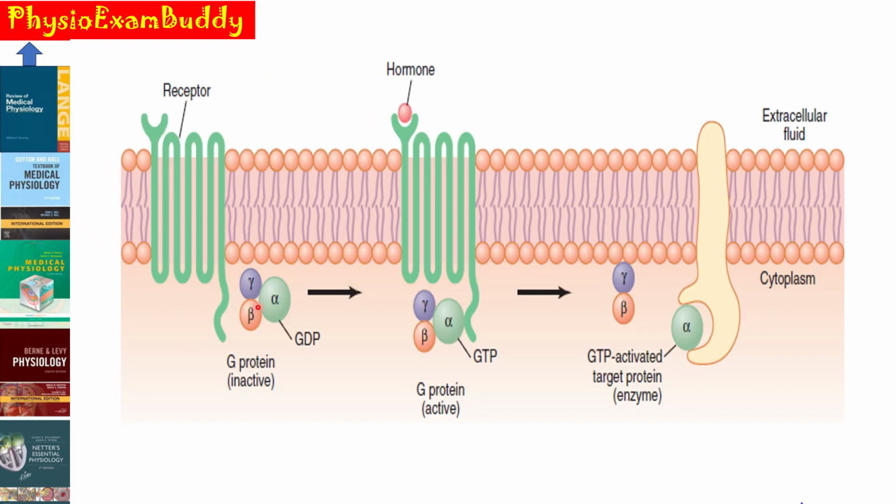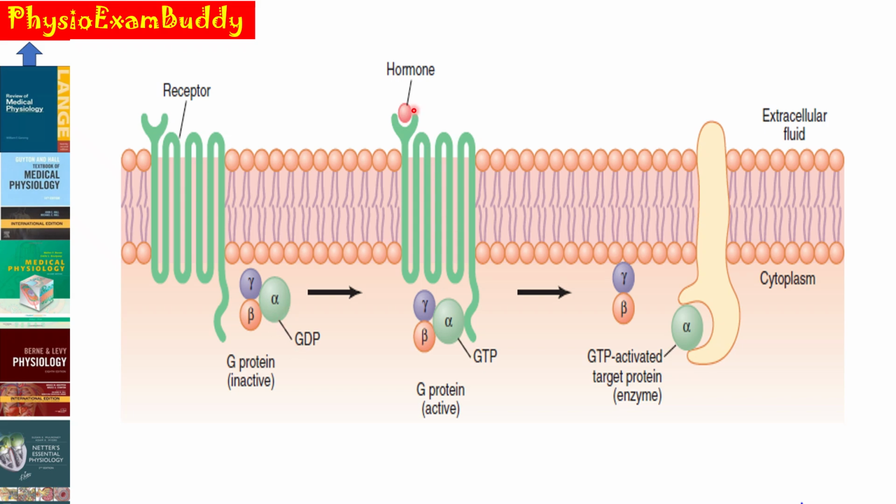This picture mainly explains the mechanism of action of a G protein coupled receptor. This is a G protein coupled receptor which is usually linked to a G protein, a heterotrimeric protein which includes alpha, beta as well as gamma subunits, and to this alpha subunit usually GDP, that is guanosine diphosphate, is bound.